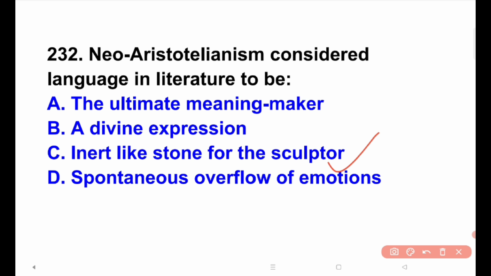For Neo-Aristotelians, language was a tool, not the essence, used to craft structure. It had no mystic or divine quality, but was shaped by genre, form, and logic. The ultimate meaning maker is a concept more in line with post-structuralism and deconstruction, especially Derrida, and a divine expression is linked to romanticism and transcendentalism, not neo-Aristotelianism. And next, option D, spontaneous overflow of emotions by Wordsworth, is a romantic view, not neo-Aristotelian.